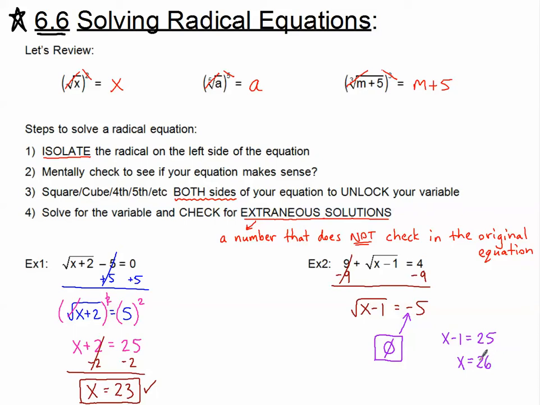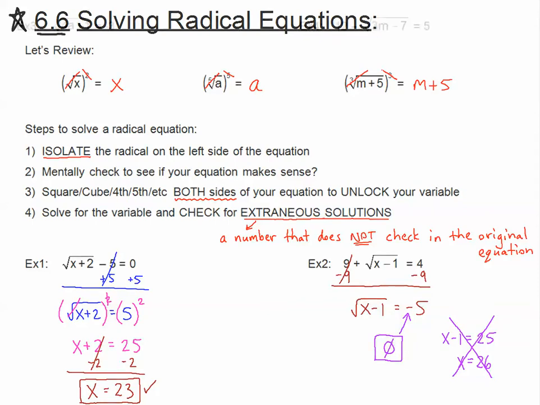If I plug a 26 into the original equation, 26 minus 1 is 25. The square root of 25 is 5. 9 plus 5 does not equal 4. This does not make sense. This would be an extraneous answer. And it would be kind of a waste of time because we didn't need to do this. If we see that a square root equals negative, we know that we're finished. It cannot happen. Null set.